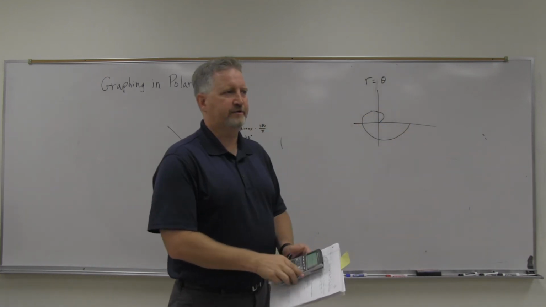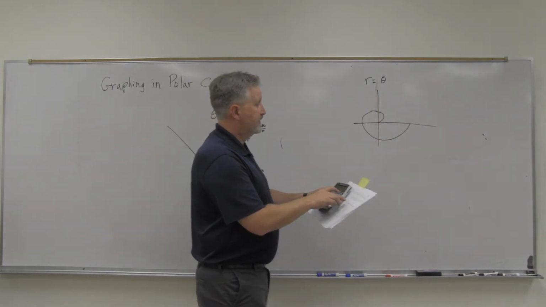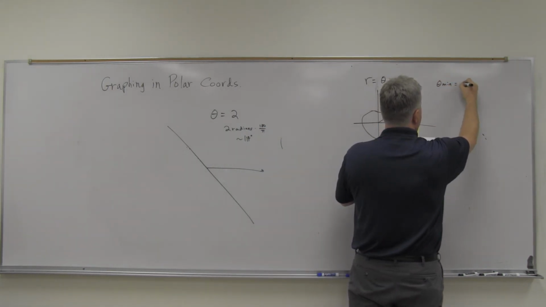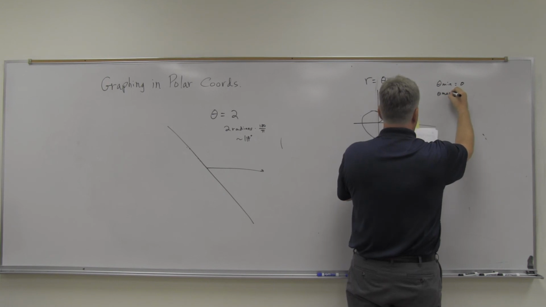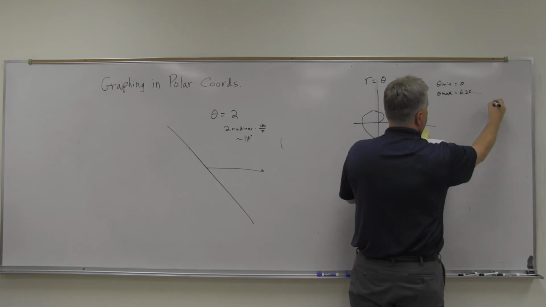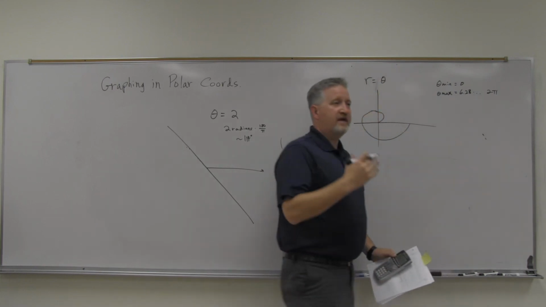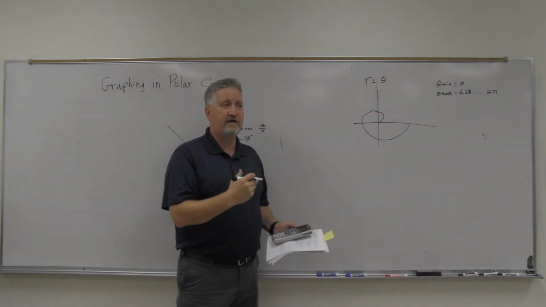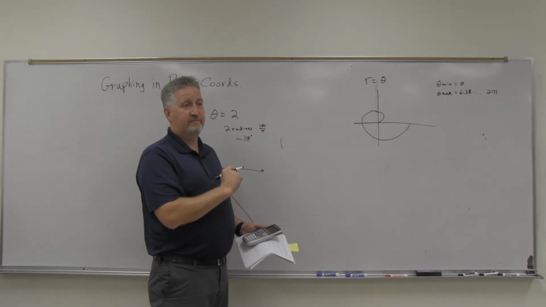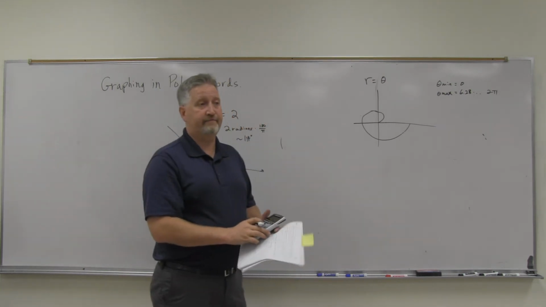But that's not even half the picture. If you go to the window on the TI, the standard setting is theta min is 0 and theta max is 6.28... What is 6.28? That's 2 pi. So the standard min and max for theta is 0 to 2 pi. So that's what it's going to show you. This one has much more to it. It's just a spiral. It's going to spiral, yes.